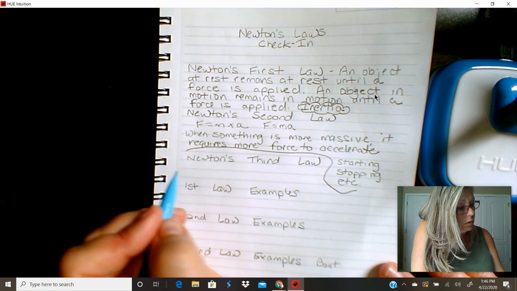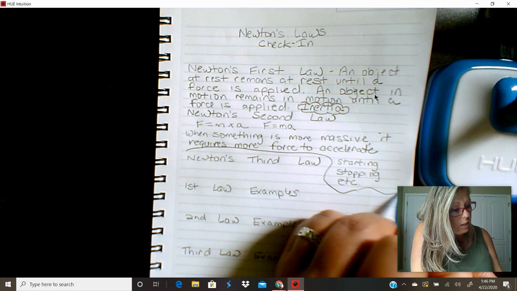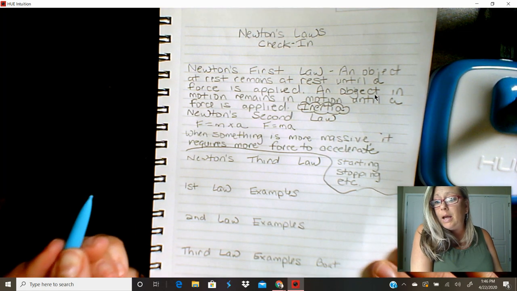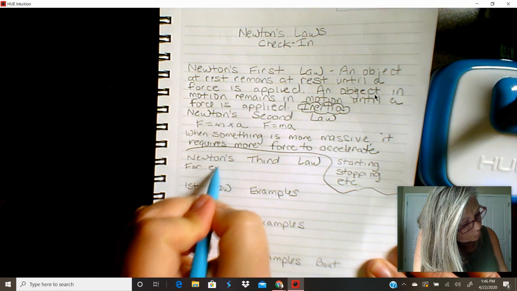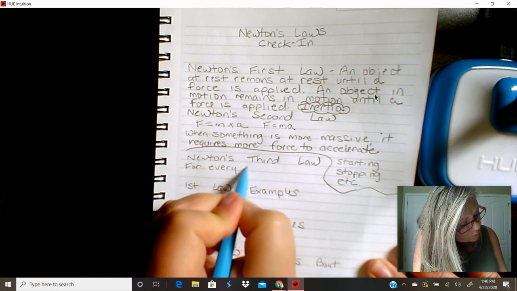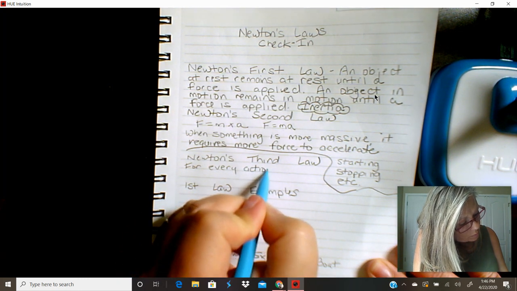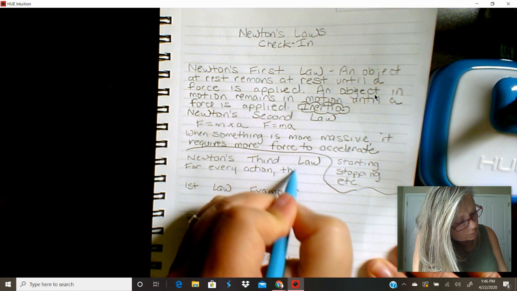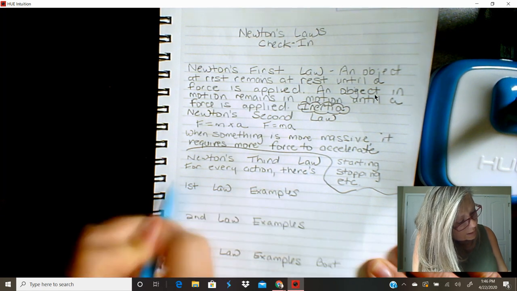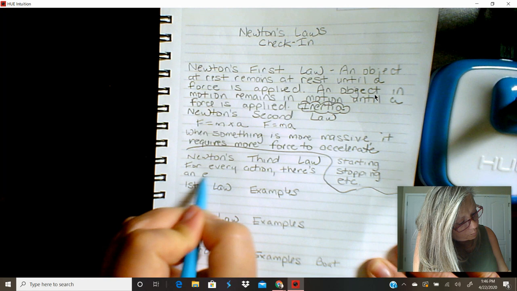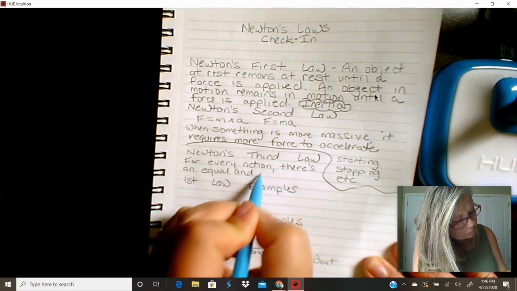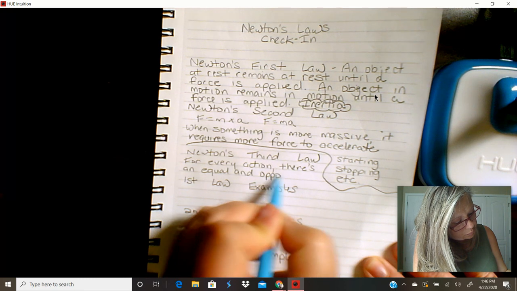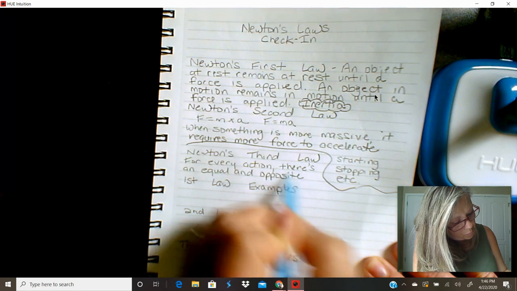Newton's third law is the one we just studied, and it is the one about for every action, there's an equal and opposite reaction.